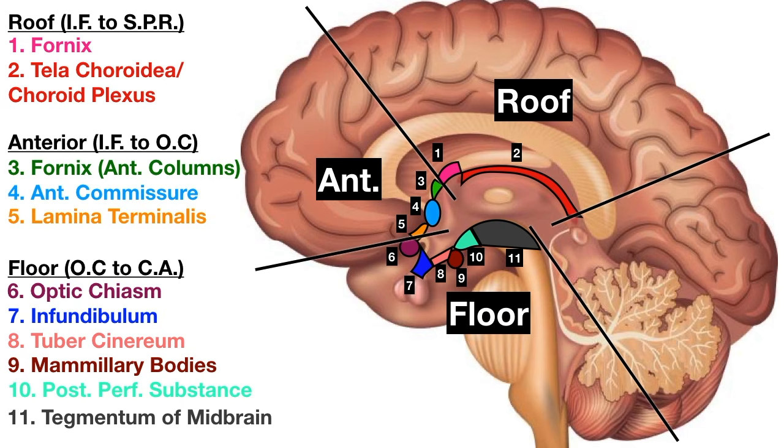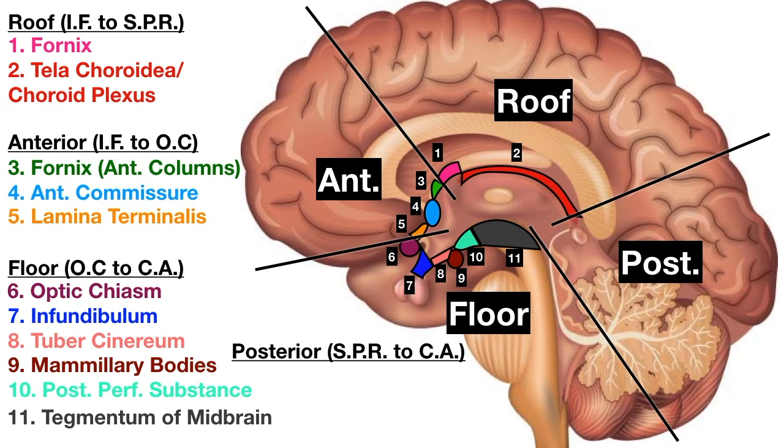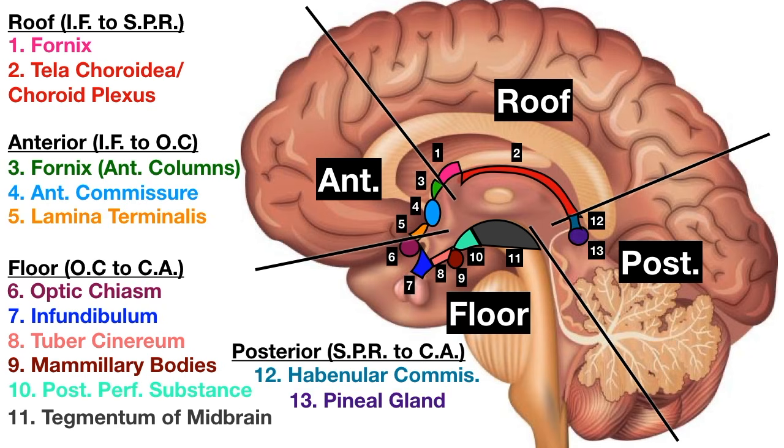The infundibular recess protrudes inferiorly into the pituitary stalk or the infundibulum, and this connects the pituitary gland to the hypothalamus. The posterior wall extends from the suprapineal recess superiorly to the cerebral aqueduct inferiorly. And the main structures that make up the posterior wall going from a superior to inferior direction include the habenular commissure, the pineal gland, and the posterior commissure. Remember that the pineal recess is also located in the posterior wall, and it protrudes into the pineal stalk of the pineal gland.